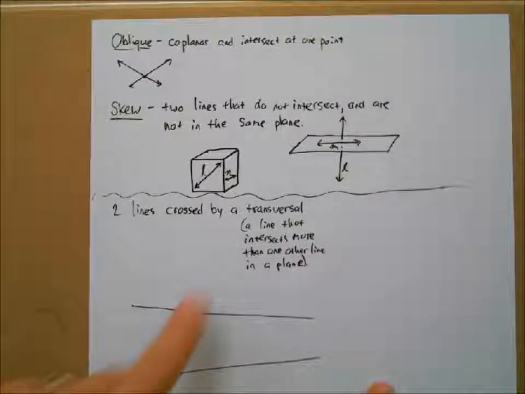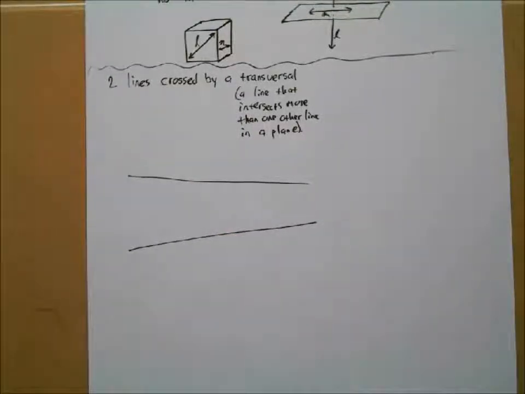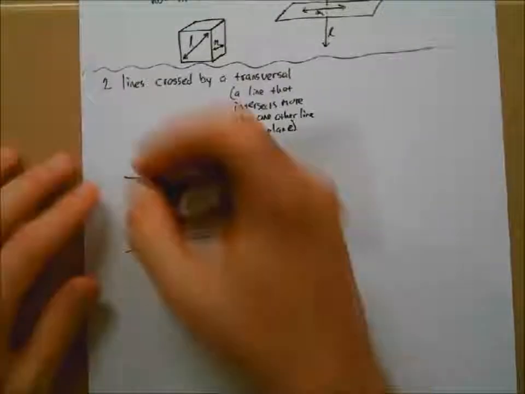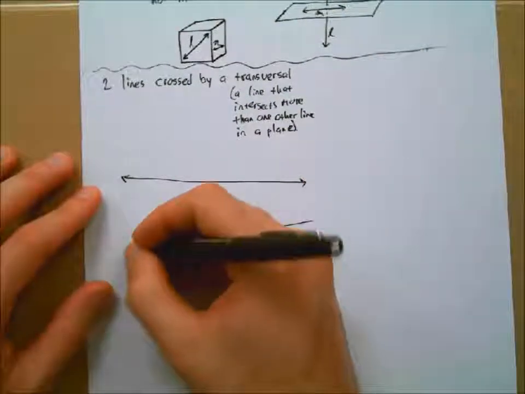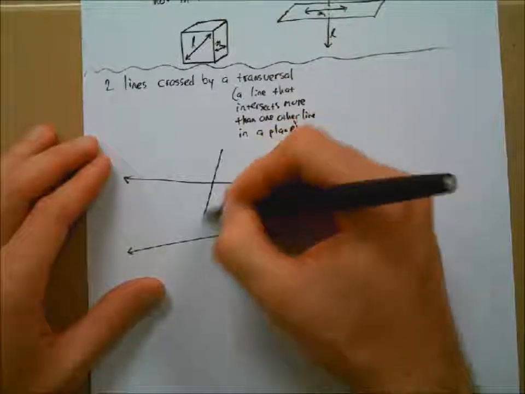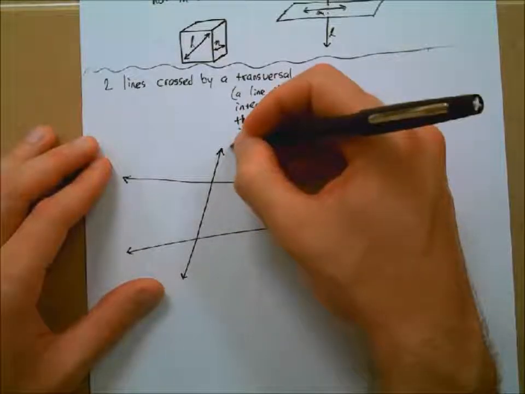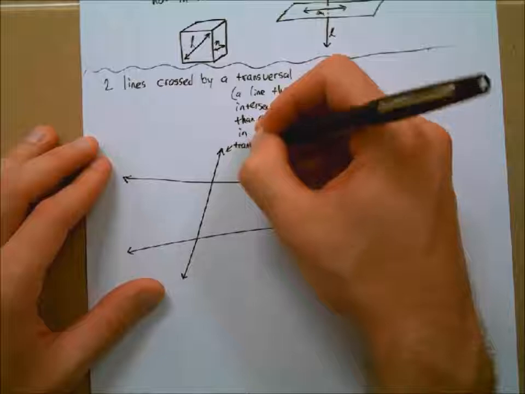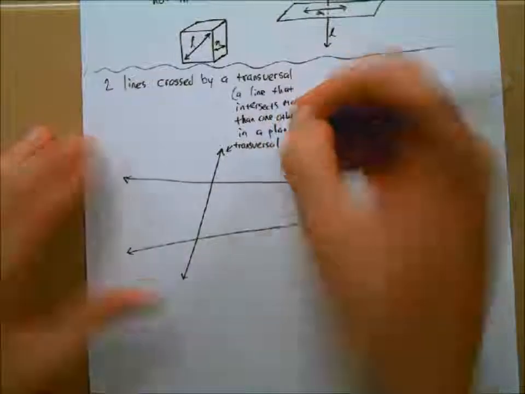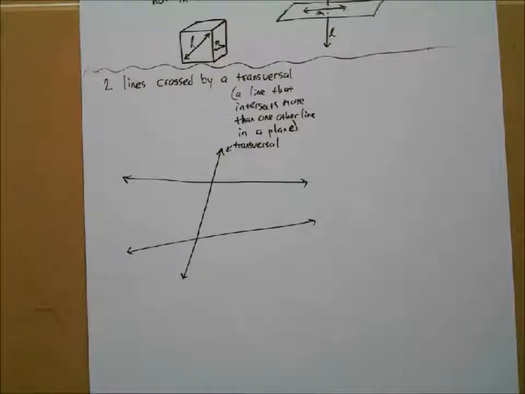I'm going to draw these two lines here, not exactly parallel. Later in this unit, we're going to worry about when these two lines are parallel, but for right now, we're just going to draw these two lines. And since they're not parallel, we know they'll intersect eventually, but anyway. So this right here would be a transversal line.